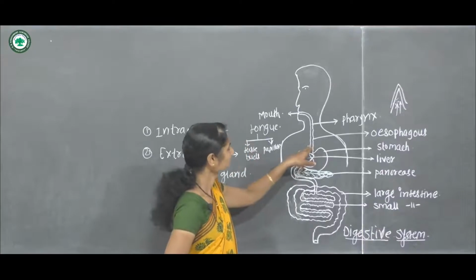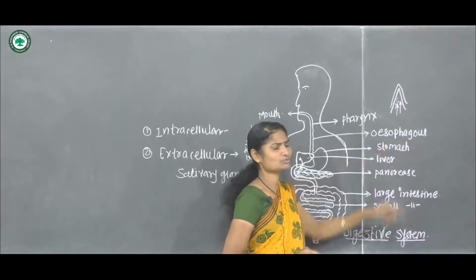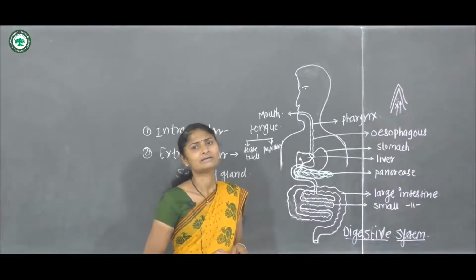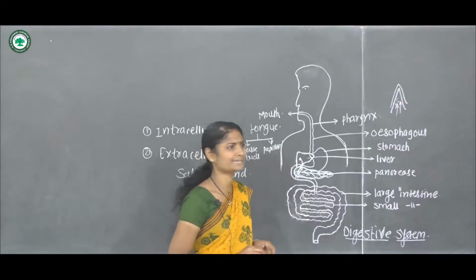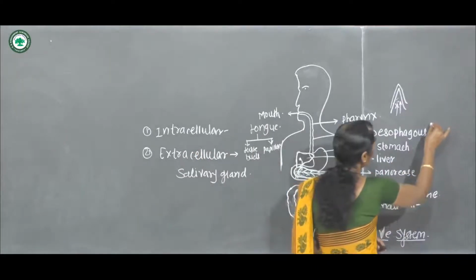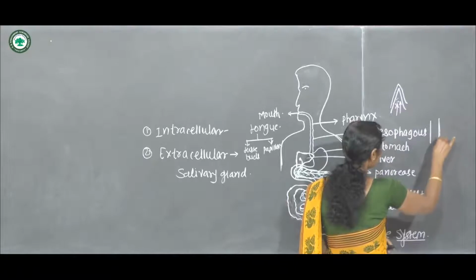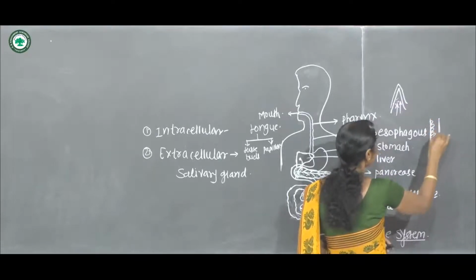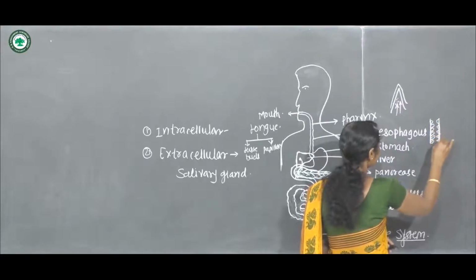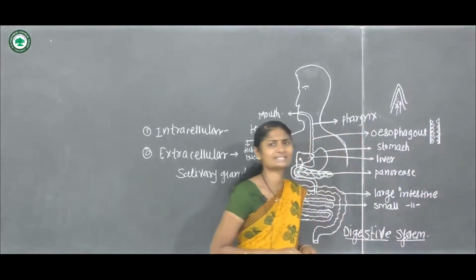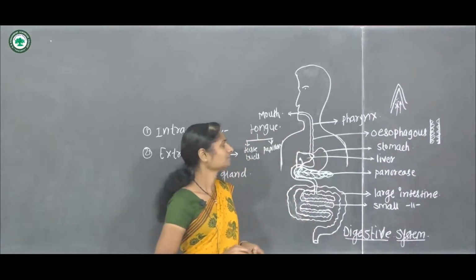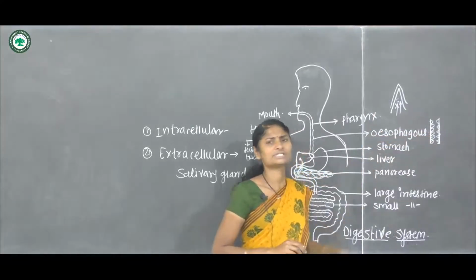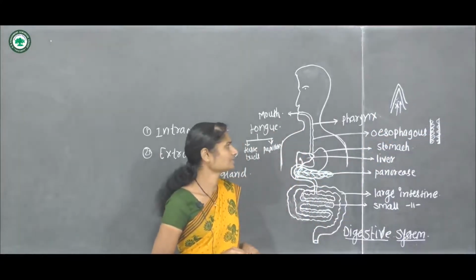Next part is the esophagus. The esophagus is also a muscular tube-like structure, whose main function is to conduct the food material. In the wall of the esophagus, the mucosa shows finger-like folding, and this contains numerous mucus-secreting glands. Due to these mucus-secreting glands, food is easily conducted towards the stomach.